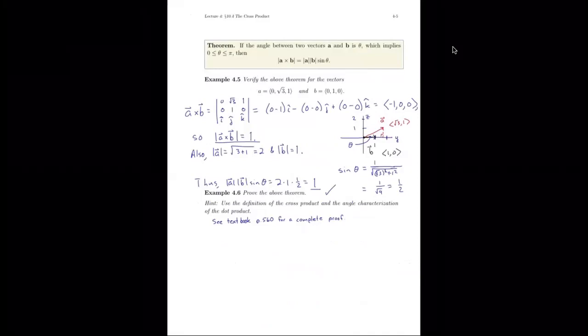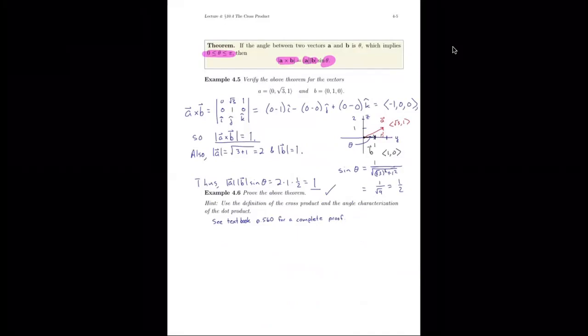Now, one nice property is this theorem here. The magnitude of A cross B is equal to the magnitude of A times the magnitude of B times the sine of theta, where theta is actually the angle between A and B. And that's the acute angle between A and B. So it'll always be between 0 and pi.